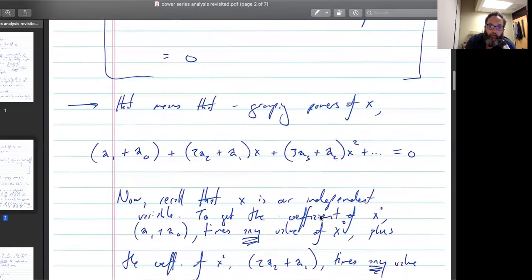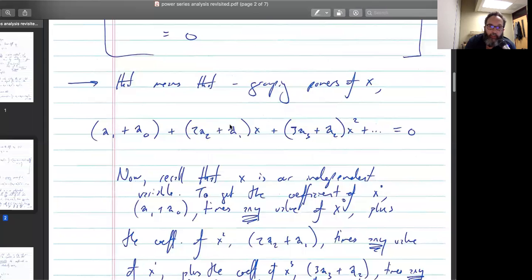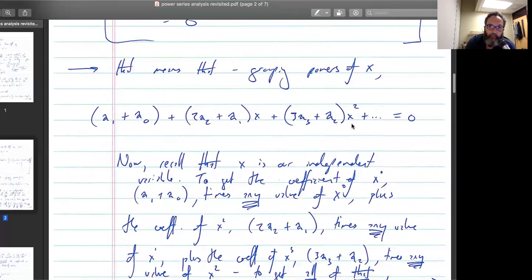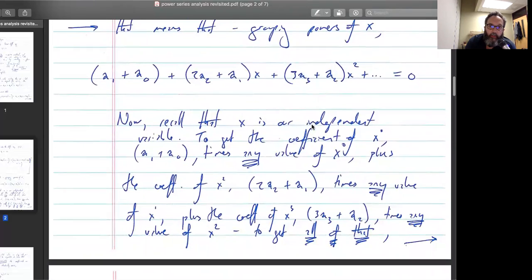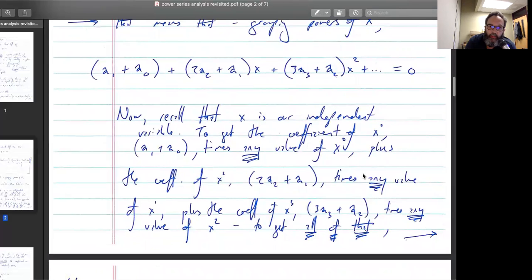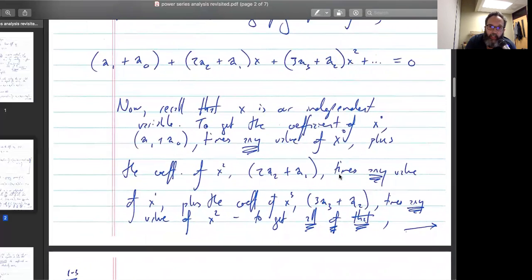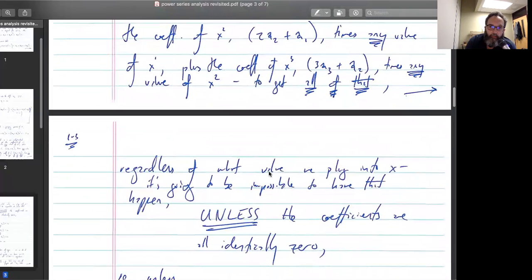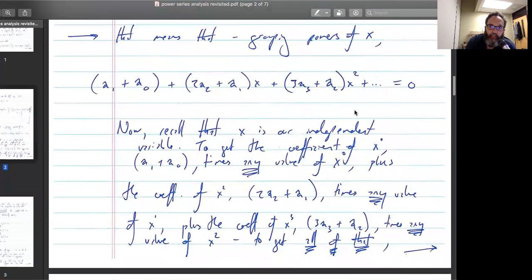All right, so to get that coefficient of x, let's go back one step. We seem to get the coefficient of x to the 0th power, which is this one, right? x to the 0th power is 1. So to get that coefficient times x to the 0th power, plus this coefficient, 2a2 plus a1, times x to the 1st power, plus this coefficient, 3a3 plus a2, times x squared, to get those individual terms in the sum to all add up to be 0, no matter what we set x to be, right? Regardless of what value we plug into x, this thing has to equal 0 on the right-hand side.